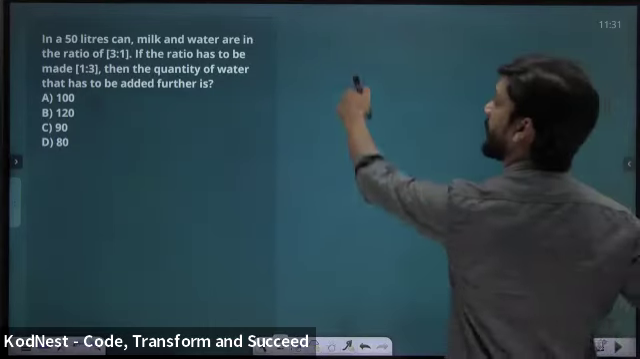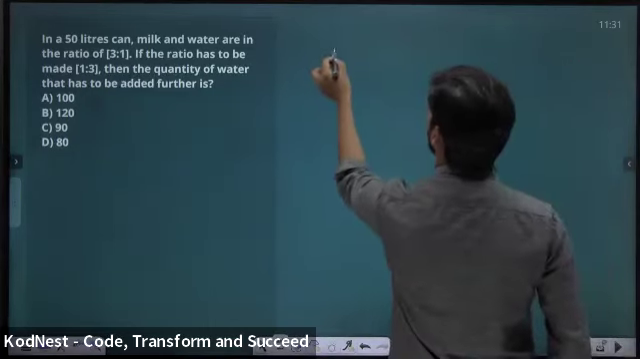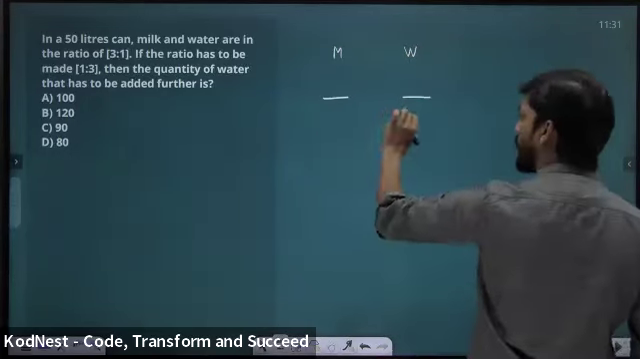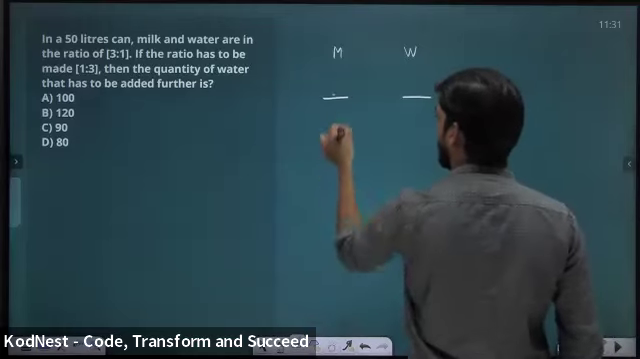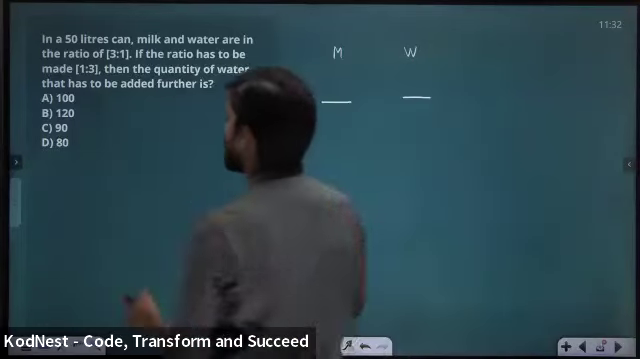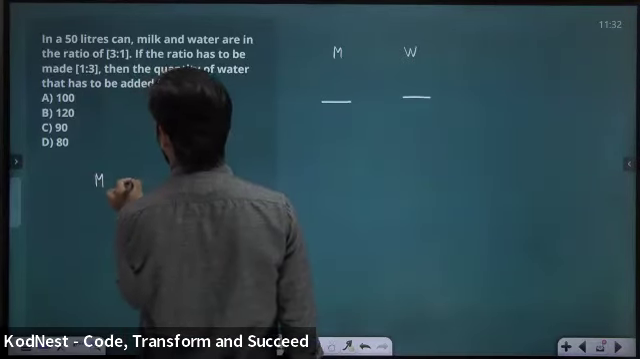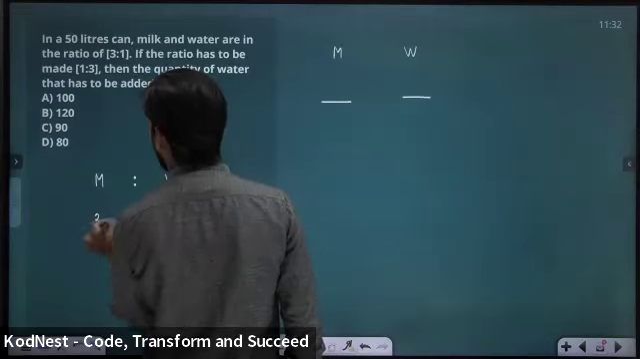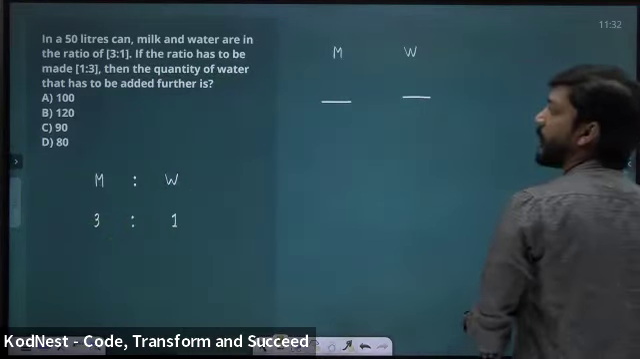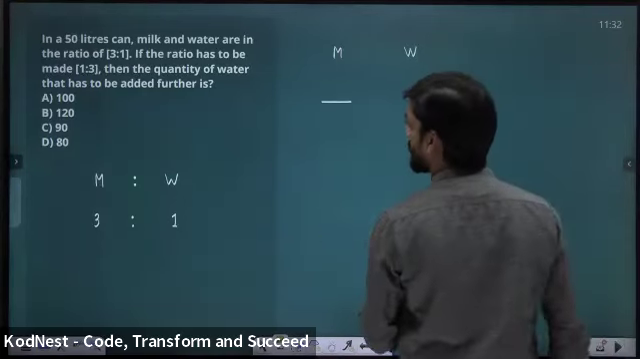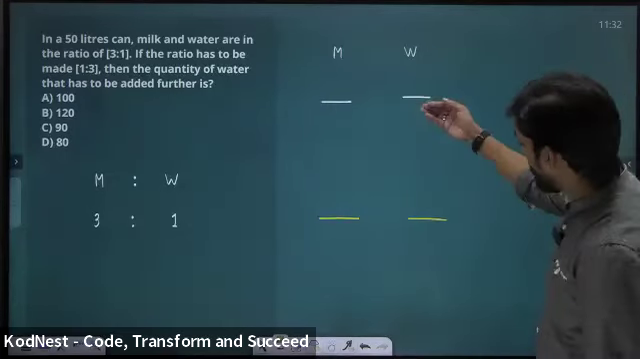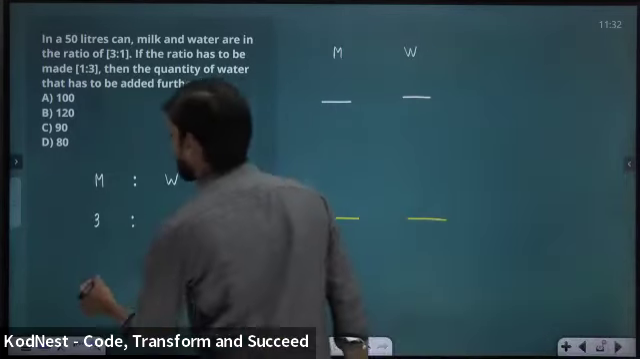All right. So there is a 50 liters can. Milk and water. I don't know how much milk, how much water. What I know is the ratio. So the ratio is 3:1 right now, milk and water. Now I want to change the ratio. The new ratio has to be 1:3. Now the new values of milk or water, I don't know. I know the ratio.